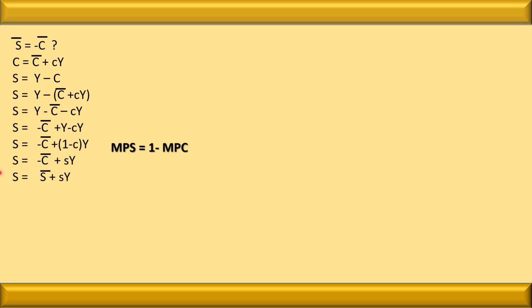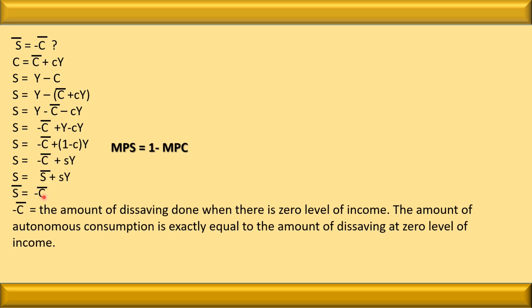We know that the saving function can be represented by this equation: autonomous saving plus sY. So in this way we can say that the autonomous saving is equal to minus autonomous consumption. Minus autonomous consumption is equal to the amount of saving when there is zero level of income. The amount of autonomous consumption is exactly equal to the amount of dis-saving at zero level of income.